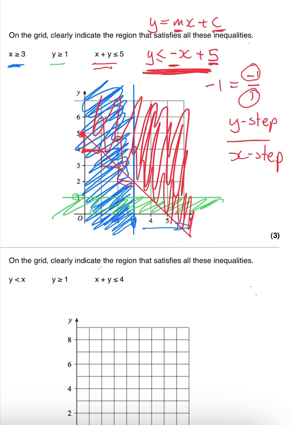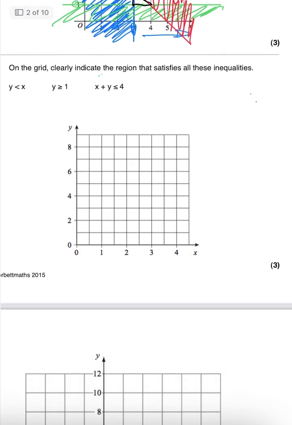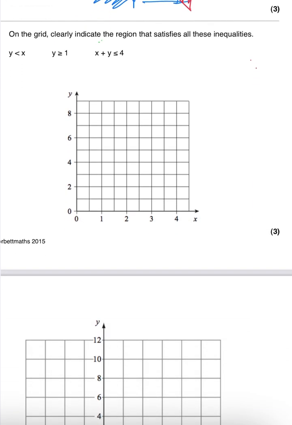In case it wasn't completely clear, because it's not, this little tiny triangle is the only piece of this graph where all three of these conditions are met. But that's the completed version of that question. The second question here is very similar, except that we have a slightly different symbol. Here we have less than, not less than or equal to.